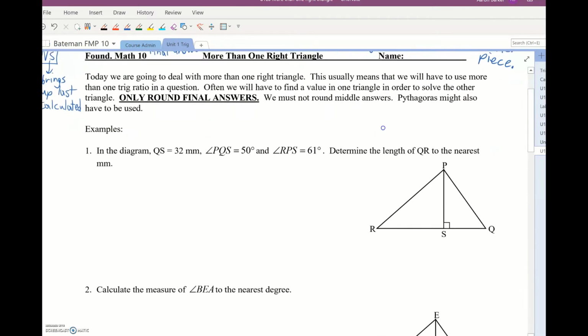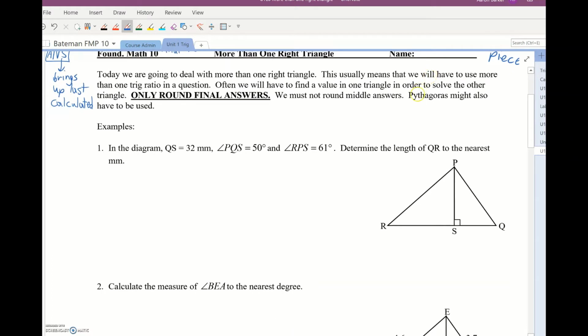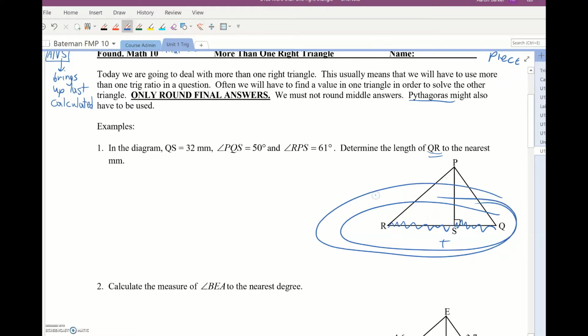So here is our diagram. And you also might end up doing Pythagoras. So you gotta pay attention. What we're trying to find is QR, which is this entire thing. So what we have to do is find QS and add RS. If we add this little piece here and this little piece here, we will have the entire big piece RQ or QR. So that's our goal, to find those two pieces and add them up.